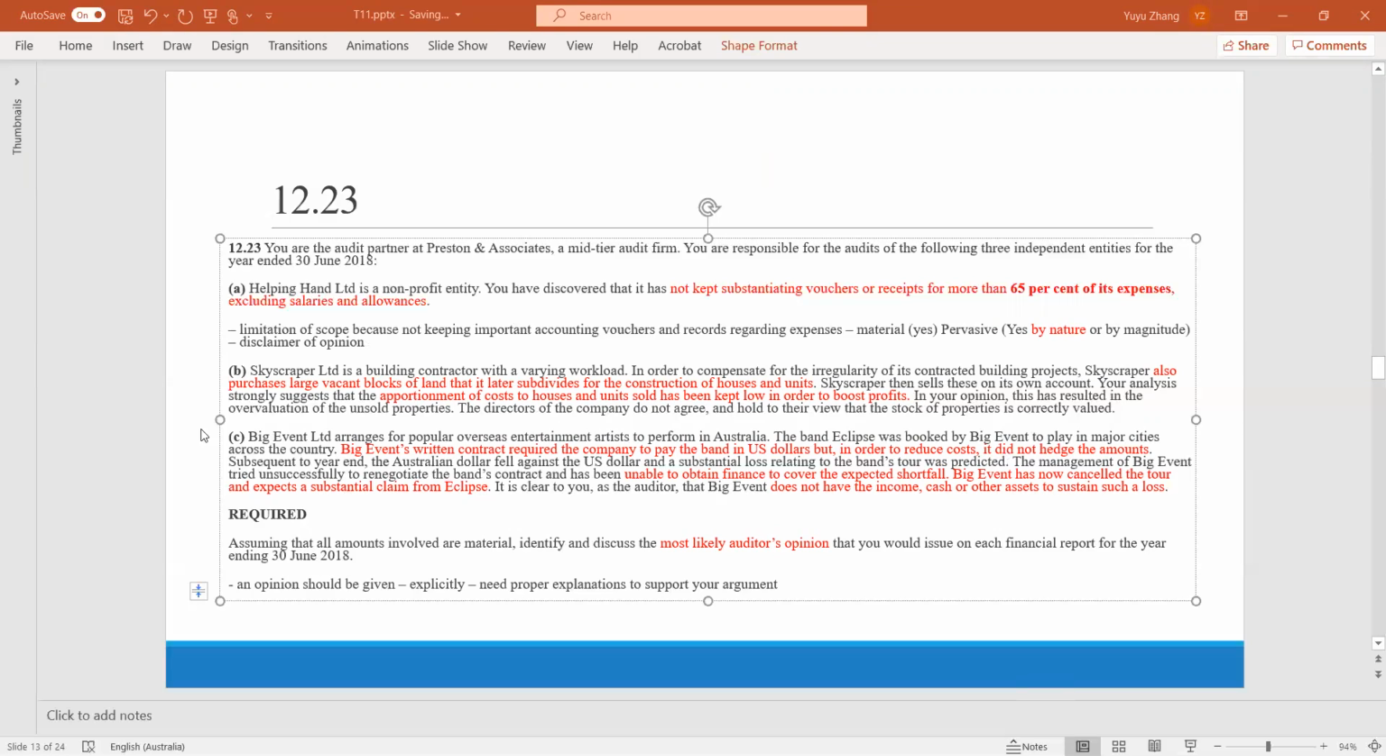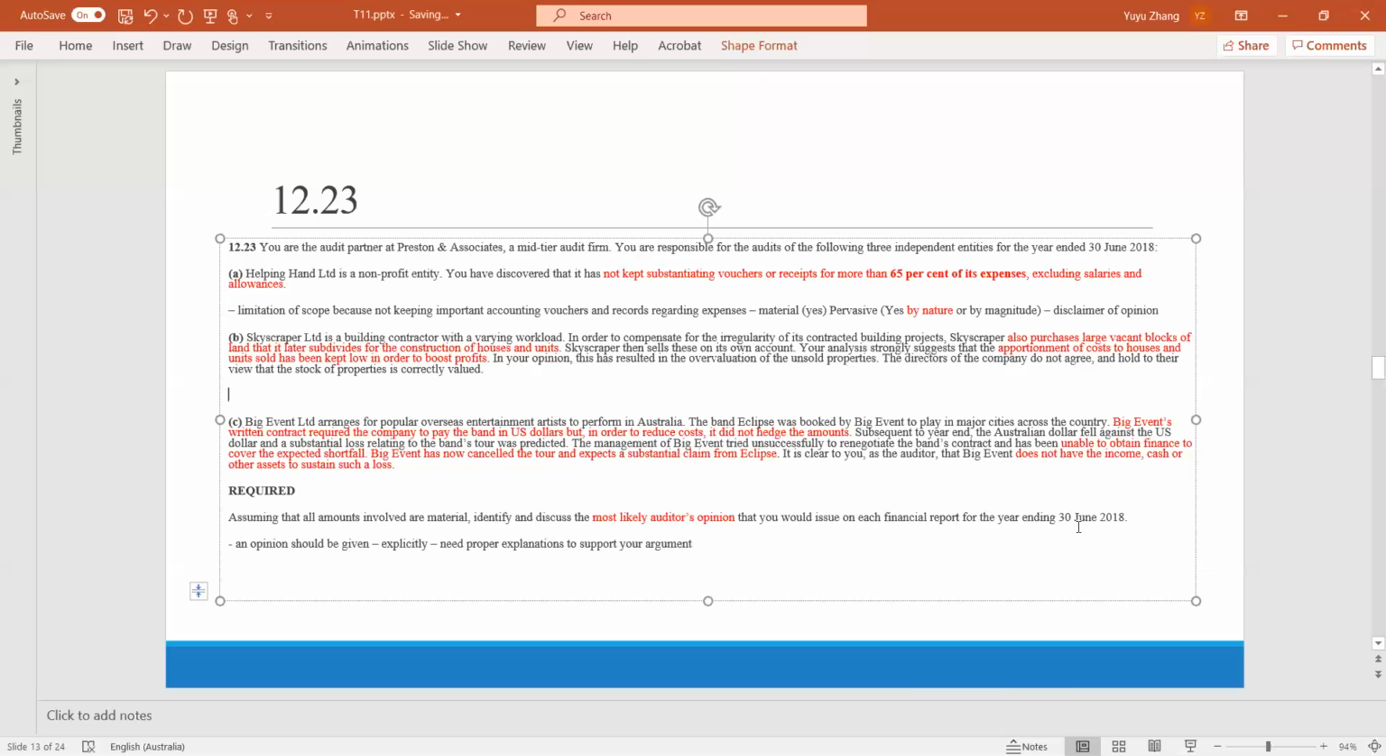So, got it. Right. So situation B. Skyscraper is a building contractor with a varying workload. In order to compensate for the irregularity of the contracted building projects, the company also purchased large vacant blocks of land that is later subdivided for the construction of houses and units. So it sells these on its own account. Your analysis strongly suggests the apportionment of costs to the houses and units sold have been kept low in order to boost the profit. This has resulted in the overvaluation of those unsold properties. The directors of the company do not agree to make correction.